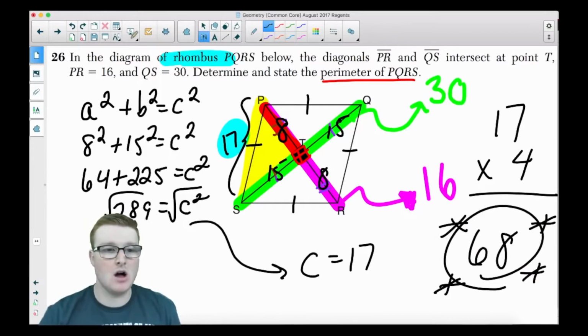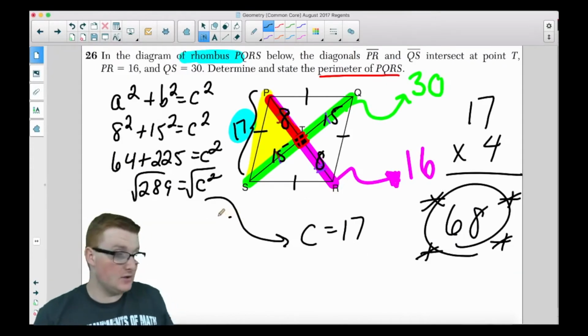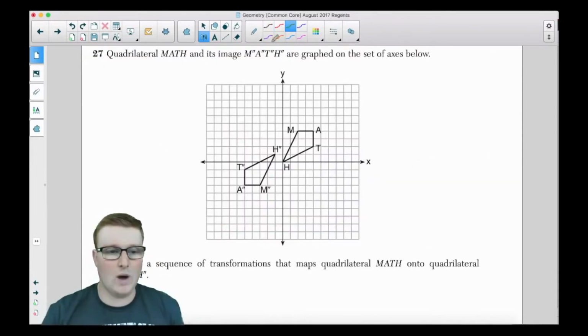The perimeter of the rhombus is 68. Okay, that's how you do that question. Not too bad.